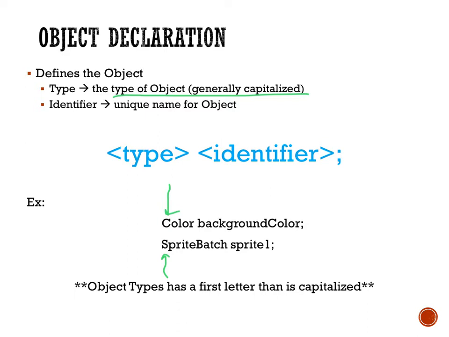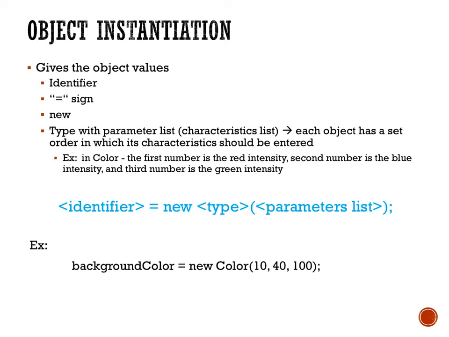So when we declare an object, we have to choose its type, just like we did with a variable, and we have to have an identifier, which is that object's unique name. What you'll notice here is that I'm creating a Color object, and that Color object is named backgroundColor. That's its identifier. I have a SpriteBatch object that I am calling sprite1. So you'll notice that this declaration piece almost looks exactly the same as variables. We're just using object types, and those object types are capitalized, and then we're choosing a purposeful name just like we did with variables. So the next thing we need to do is we need to do what's called instantiate an object.